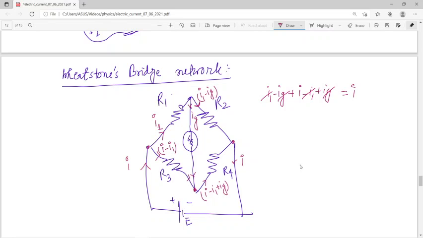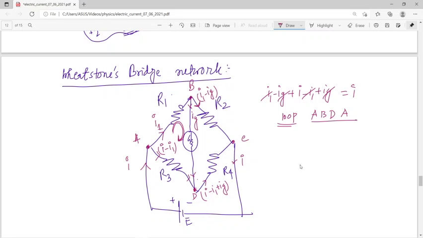So now if we apply Kirchhoff's law, say this point is A, this point is B, this point is C, and this point is D, and of course that is E. If we consider the loop A, B, D, A, like that, that means we are coming to A, this is B, this is D, and this is A. That is the loop A, B, D, A.